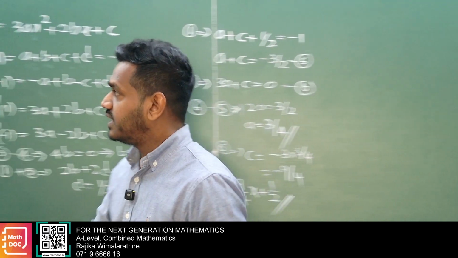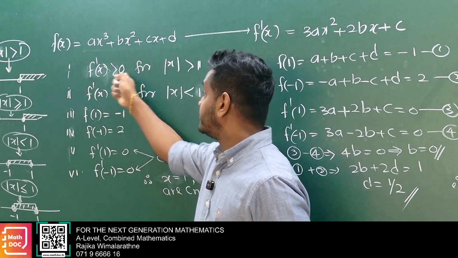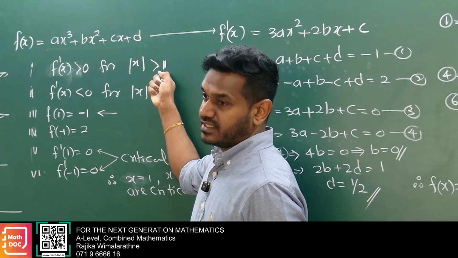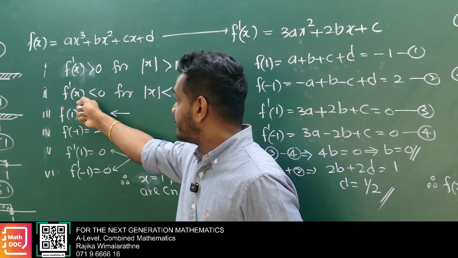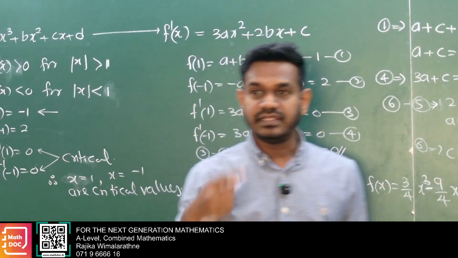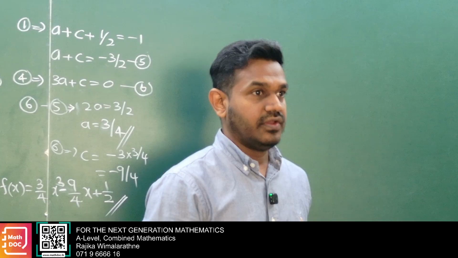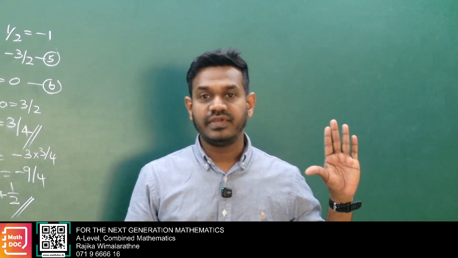See this, derivative positive for modulus x greater than 1. Here derivative negative for modulus x less than 1. Okay, then the sign of the derivative has been given. So now we can sketch a table.